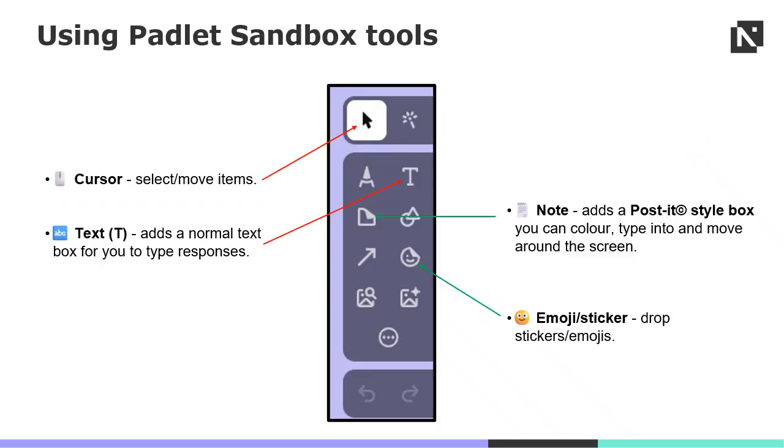Now let's look at the tools you can use in the Padlet sandbox. Just like the live event, this space is meant to be hands-on, so feel free to experiment with it. You've got a few key tools that you can see on screen now. The cursor tool lets you select and move items around the screen. You can use this if you want to reposition anything that you've added. The text tool adds a simple text box, which is great for short reflections or a quick note. The note tool is a post-it note style box. You can change the colour, type directly into it, and move it anywhere on the board. And this was the tool that most people used in the live session.